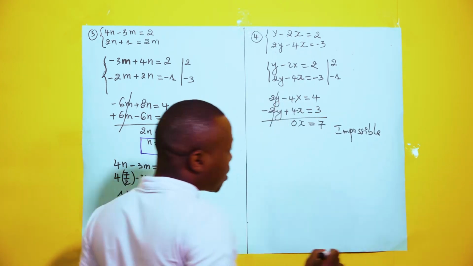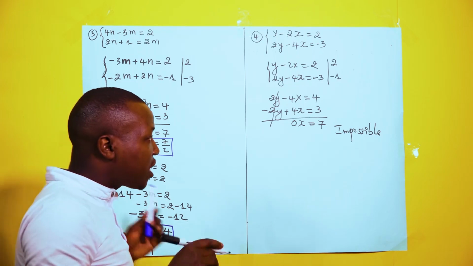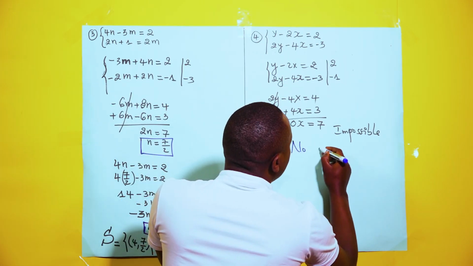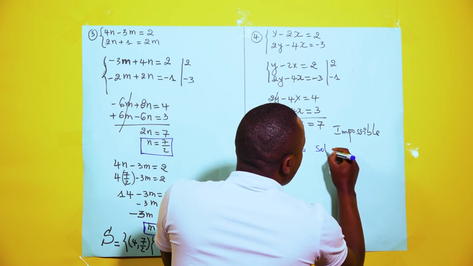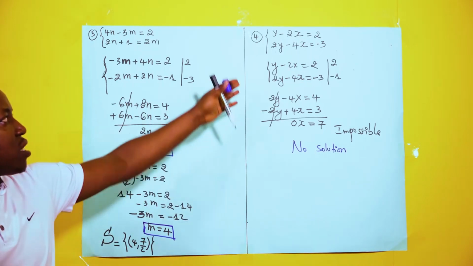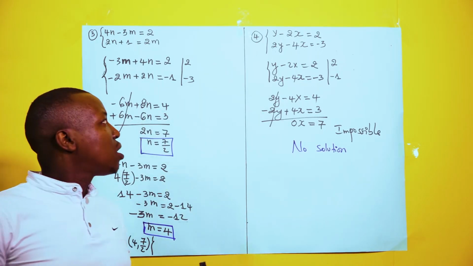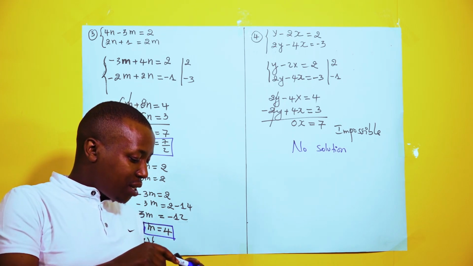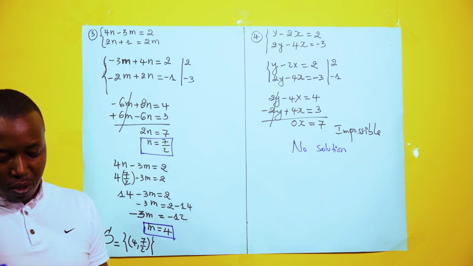So if it is not possible, it means we can't get a solution. So it means no solution. We can't get a solution for such a system like this one. It means not all systems have solutions.